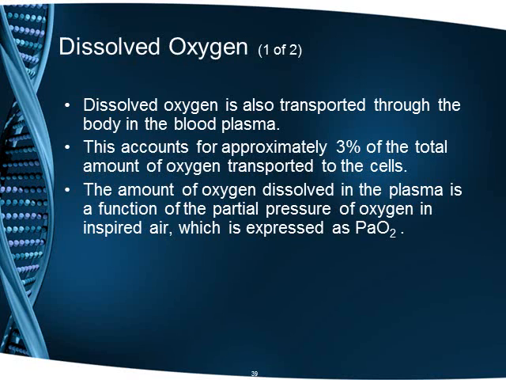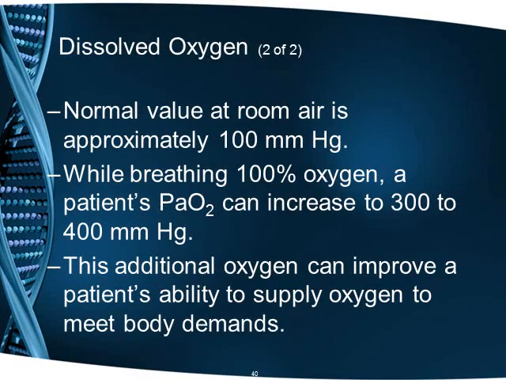Okay, and that's about 3% of the total oxygen transported to the cells. All right, and what we call that is the partial pressure of oxygen in inspired air, which is going to be expressed as PaO2 when you learn about ABGs. That's a PaO2. Okay, so dissolved oxygen normal value at room air is approximately 100 millimeters of mercury.